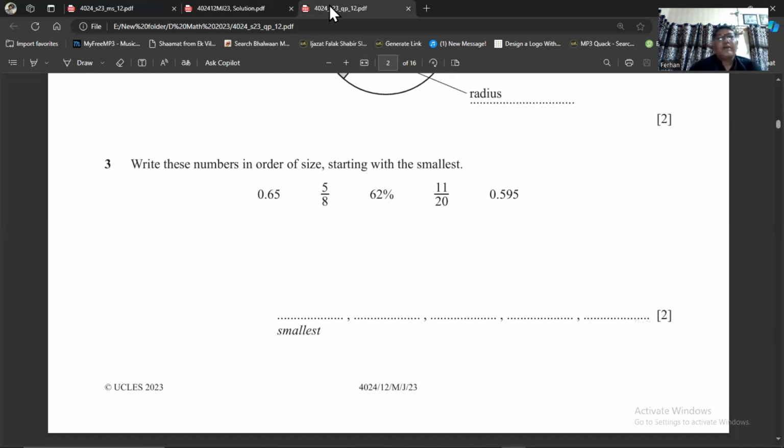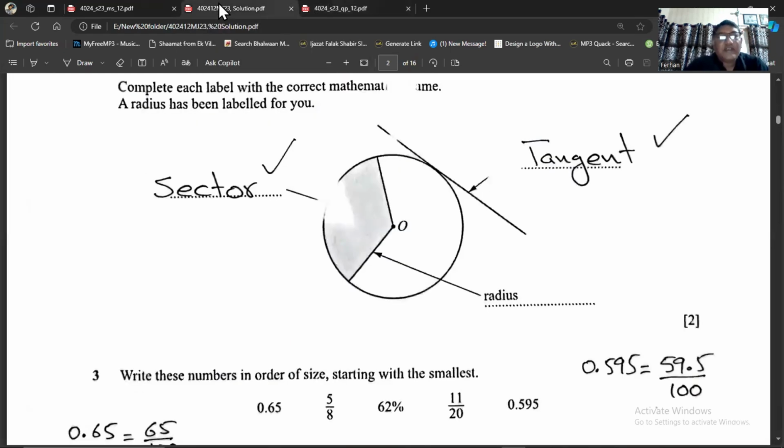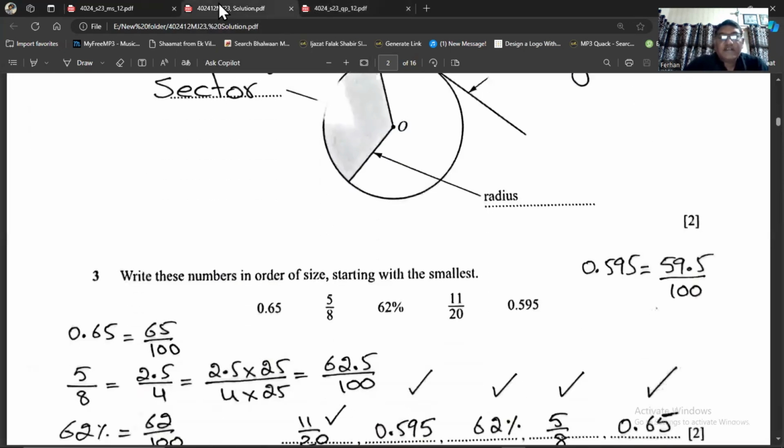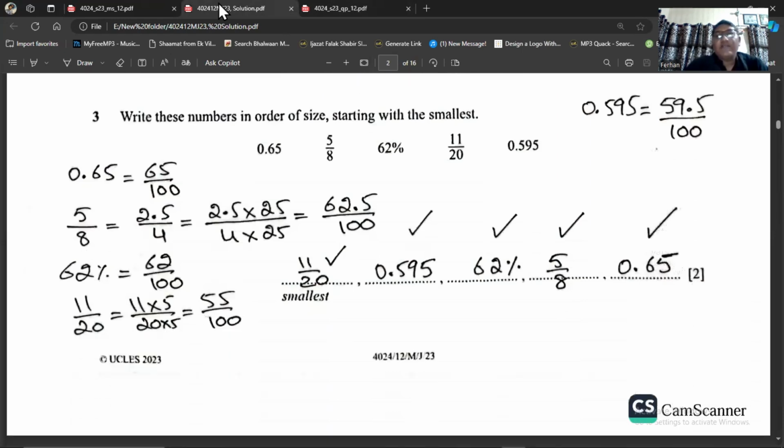Question number 3 is showing up on your screen. It says write these numbers in order of size, starting with the smallest. So I will either convert them into decimals or make their denominators the same. Then I will be able to compare them easily. I have to start with the smallest.